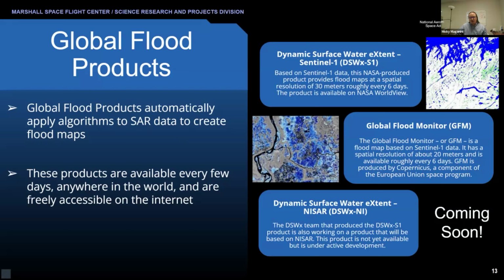I apologize, I forgot to mention that this is part of the OPERA project that the folks at JPL were talking about, but it's called the OPERA Dynamic Surface Water Extent, based on Sentinel-1 product. And then there's another product which is also based on that Sentinel-1 sensor called the Global Flood Monitor. And this is produced by the Copernicus program, which is managed by the European Union. So these two products are available right now, and every time Sentinel-1 makes an acquisition, they're mapping flood water. And as I said, they're available anywhere in the world, and they're freely accessible on the internet.